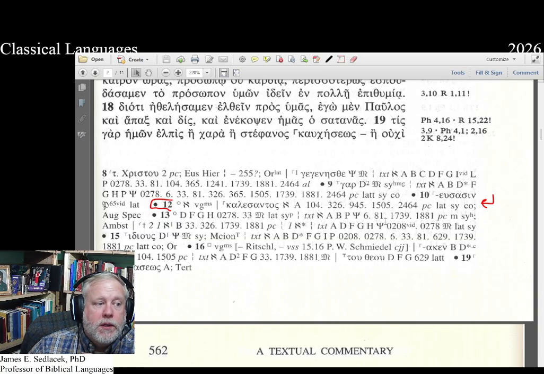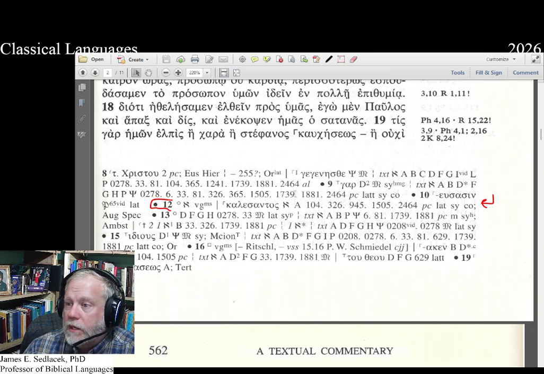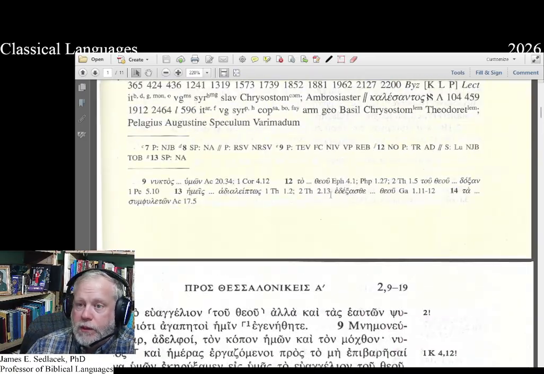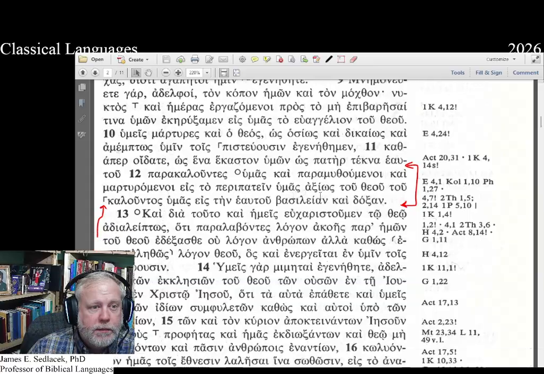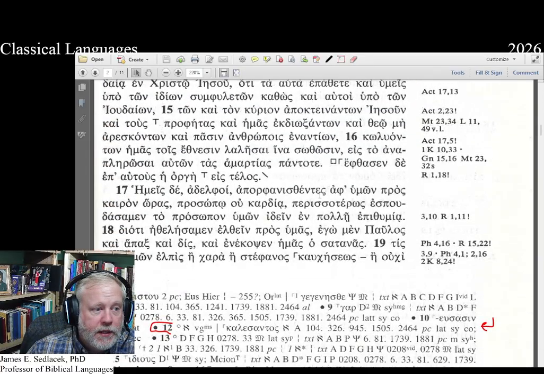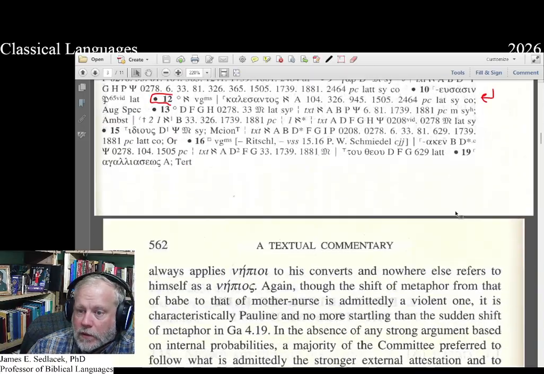So it depends. Do you want to know how many places there are a problem? You use this one. It still doesn't have all of them, but it has more than the other. Or do you want to know how much evidence there is for a decision? Then the other one is better. And I didn't mark them to remind myself which one's which. Since this is the yellower paper, I think this is the UBS5, and I think the whiter paper was my NA28. But they both do this, they both do it differently. Sometimes just look at both of them. You might get a different sense for the witnesses.